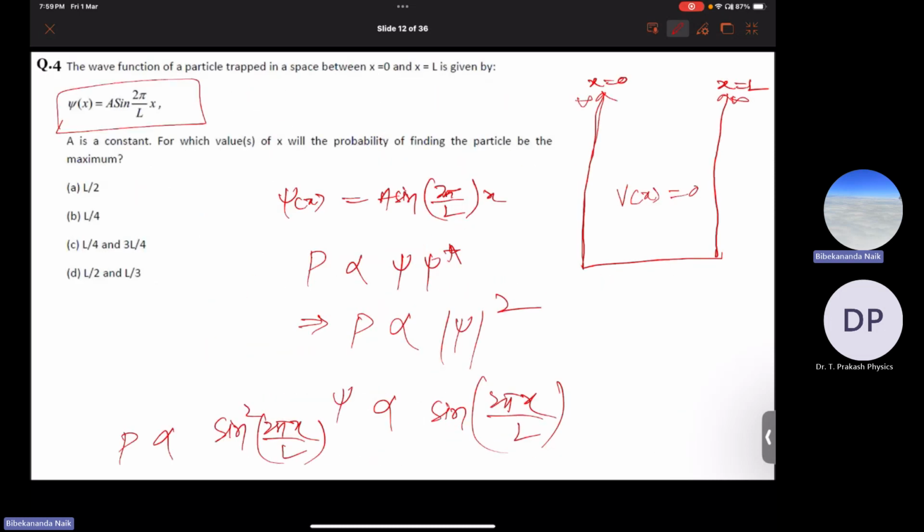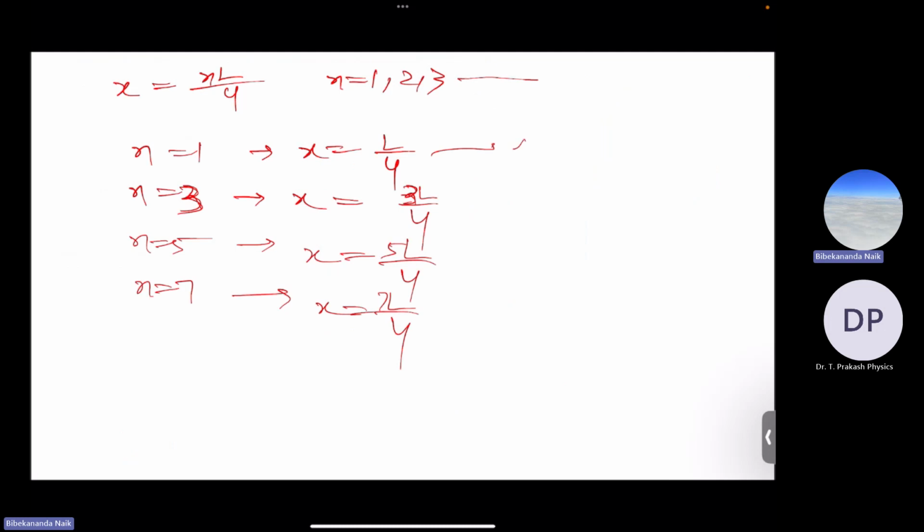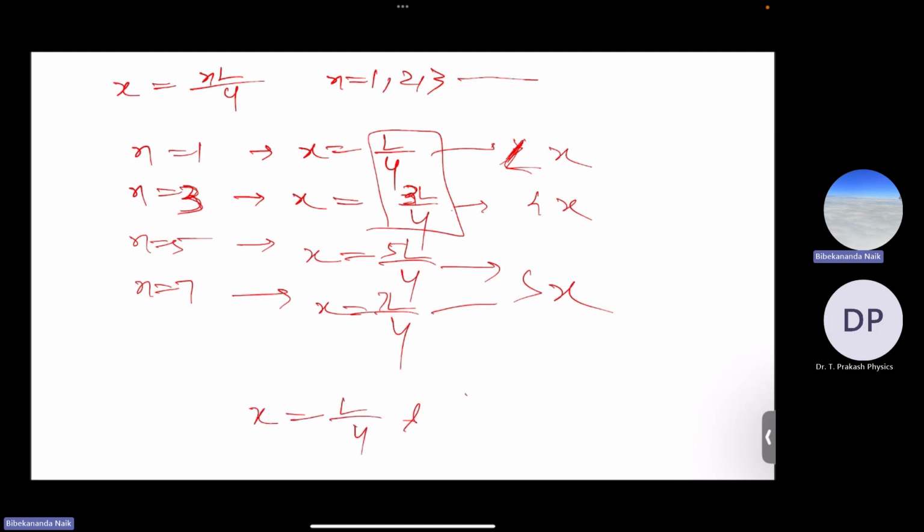But here the question says the particle is trapped between x equal to 0 and x equal to L, so the particle can't go outside this. Here L by 4 and 3L by 4 are less than L, but the other two are greater than L. So we will consider only these two values. So at x equal to L by 4 and 3L by 4, the probability of finding the particle is maximum.